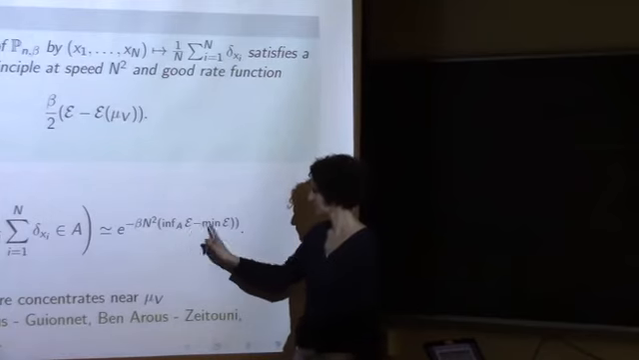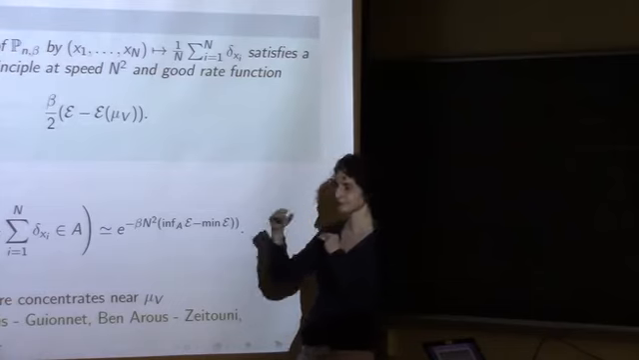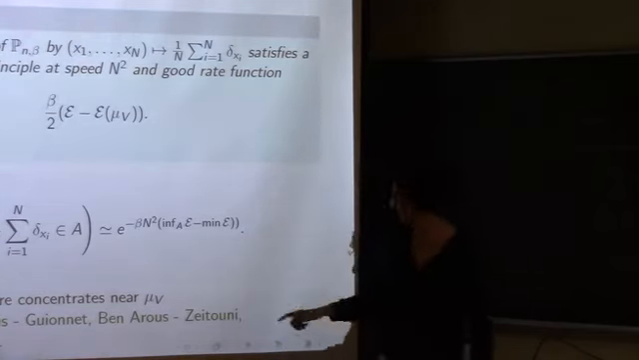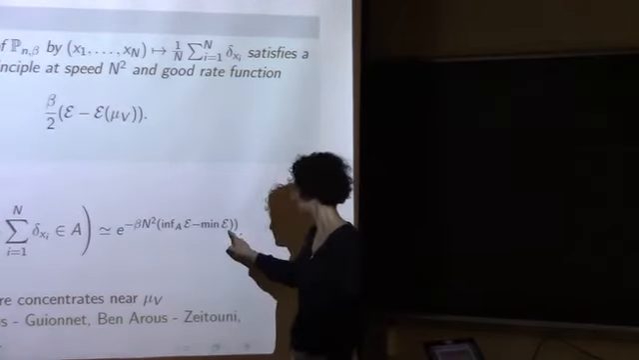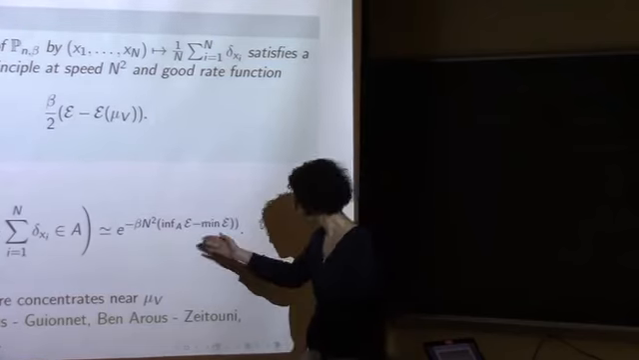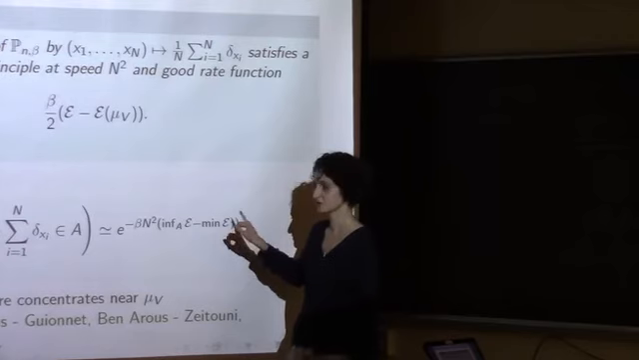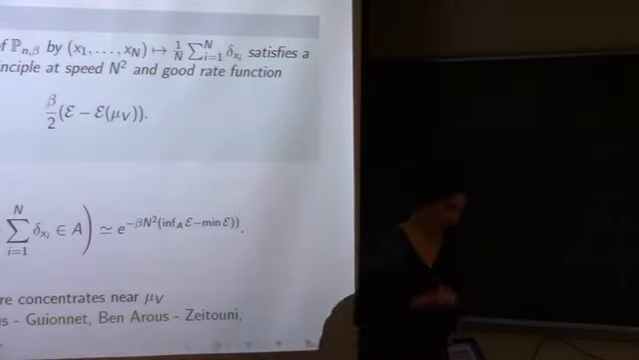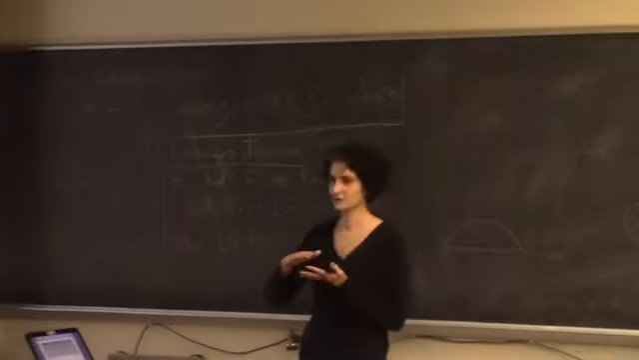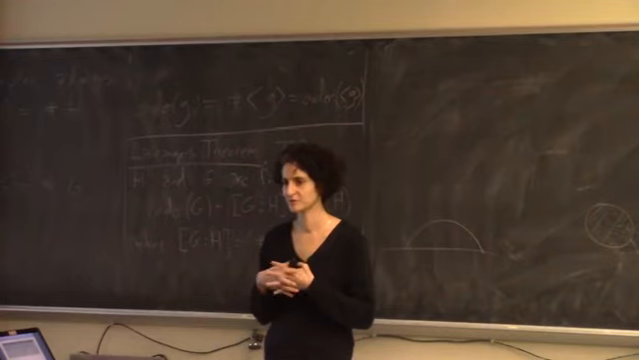And so what this means is that everything that has an E which is above the minimal value has exponentially small probability. So then the factor here is positive. The only way that you don't have an exponentially small probability is if the infimum over A is the minimum. But since the minimum is achieved uniquely at the equilibrium measure, it means anything that's not looking like the equilibrium measure has exponentially small probability.